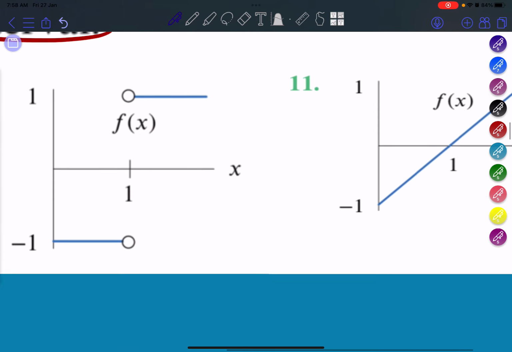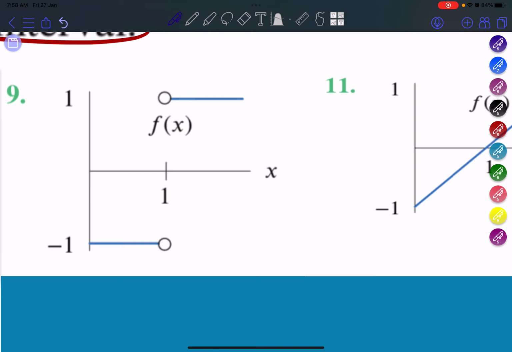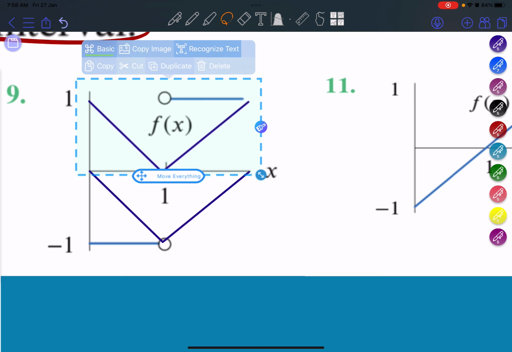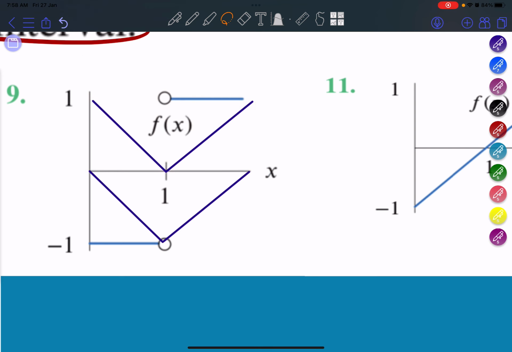Do we have any more? Yes, this is just the opposite, so it will decrease from the beginning and then it will increase after that. Again, for the second initial condition, it will start from 1, and same thing, it will be parallel to the first graph.